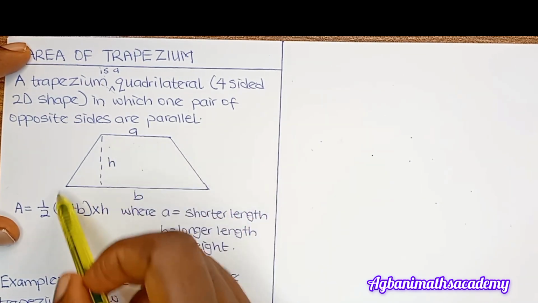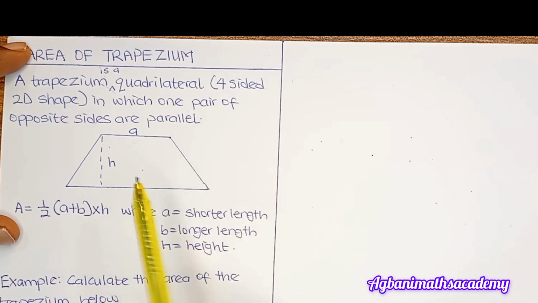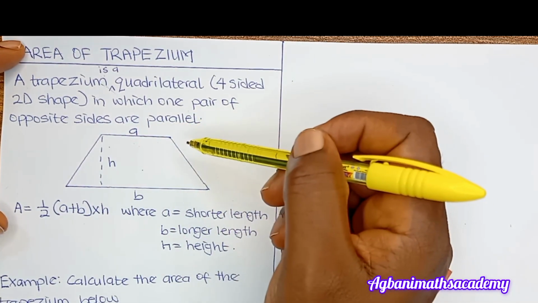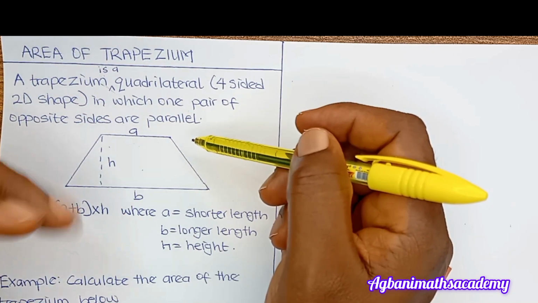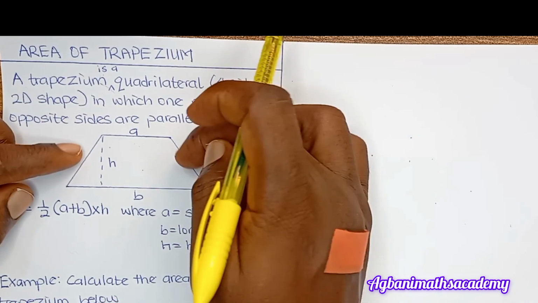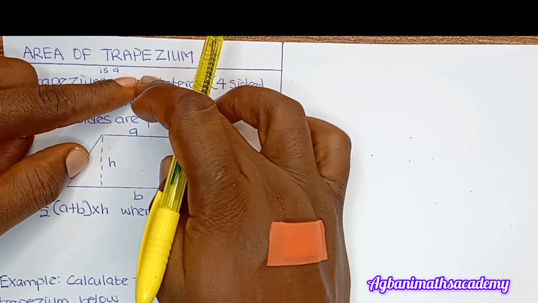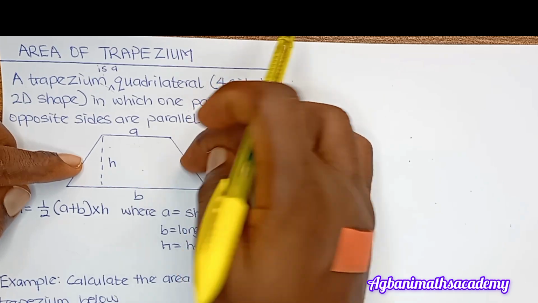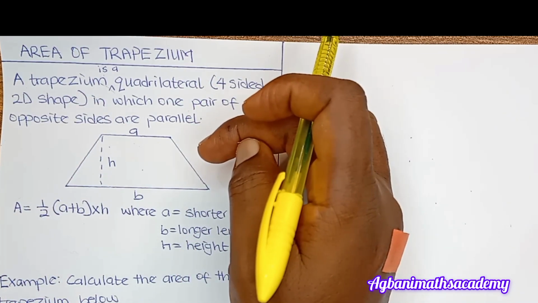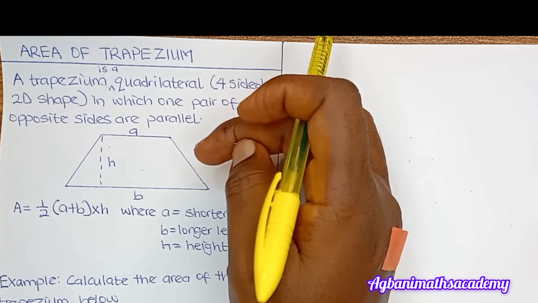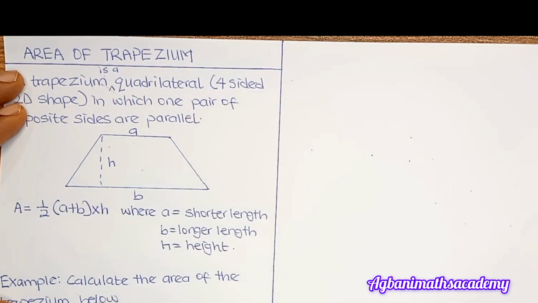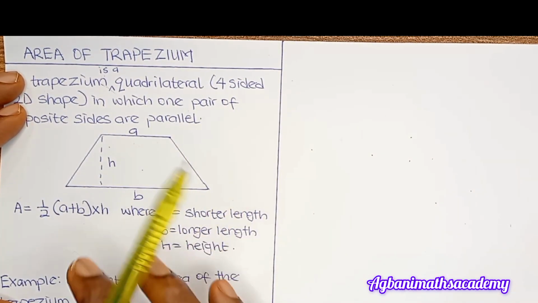So if you look at this trapezium we have here, it has four sides, but only A and B are parallel. Parallel lines are lines moving in the same direction but can never meet. So A and B are parallel lines. However, these two lines, if you keep extending them, will get to a point where they meet. So these two are not parallel lines. Only these two lines are parallel lines. So whenever you see a 2D shape that has one pair of opposite sides as parallel lines, that shape is a trapezium.